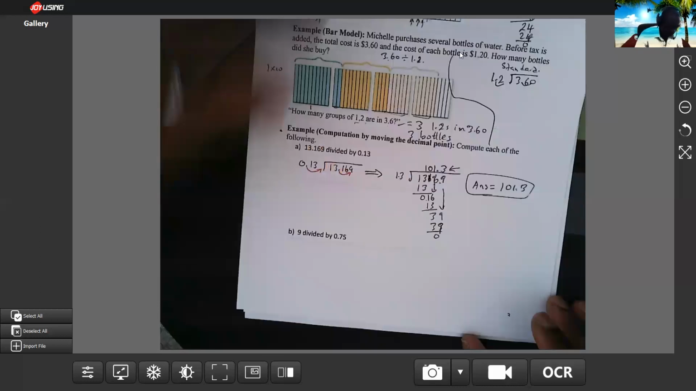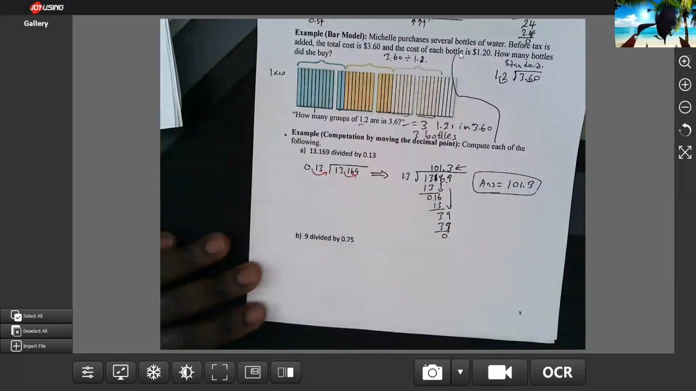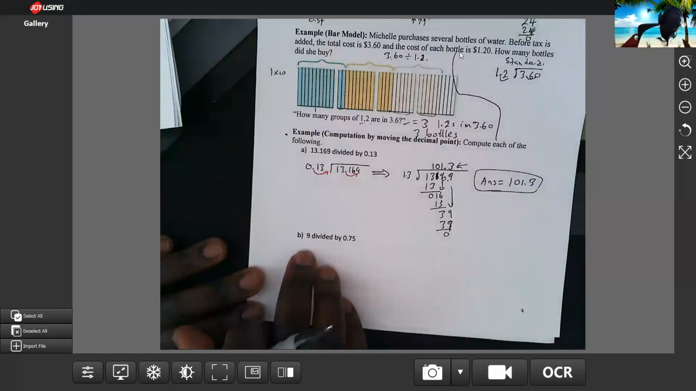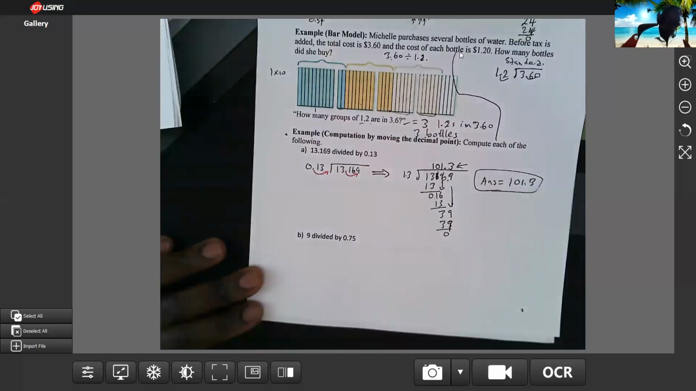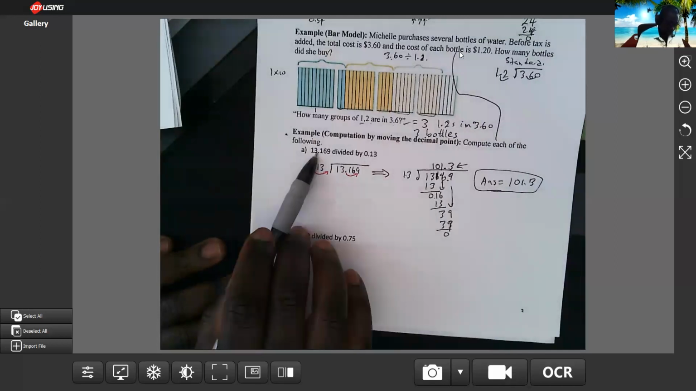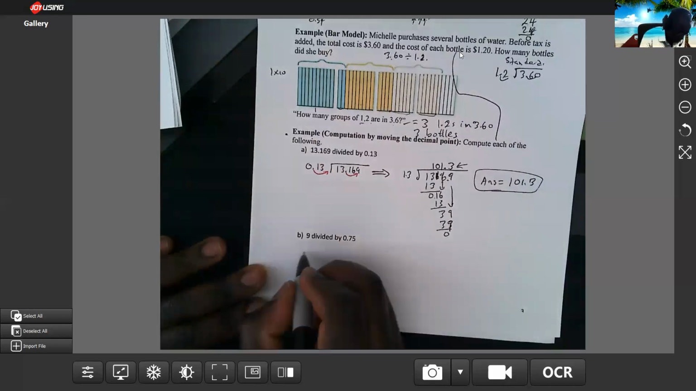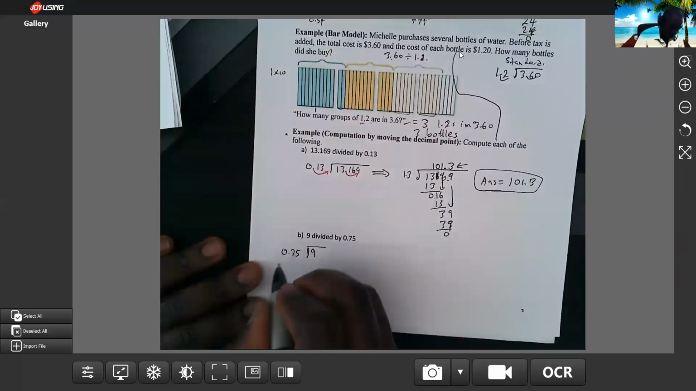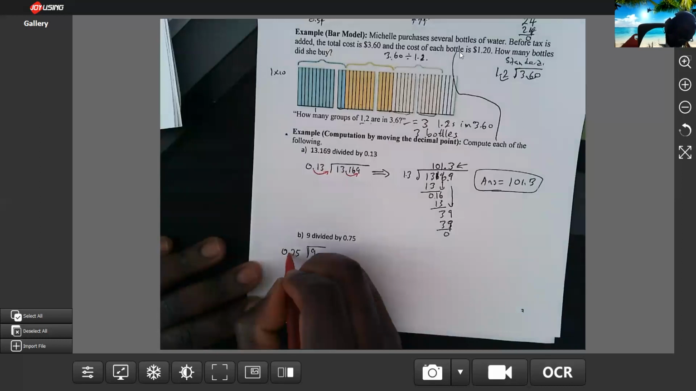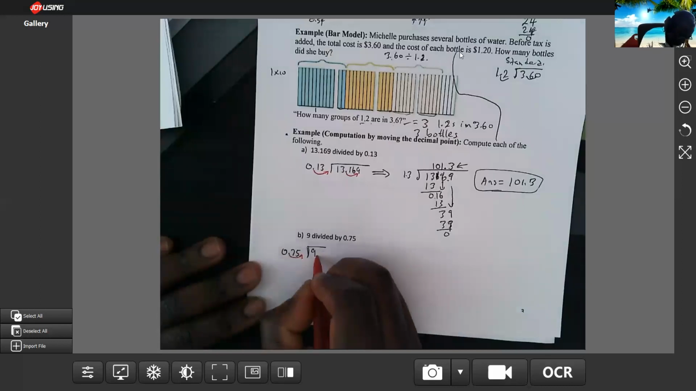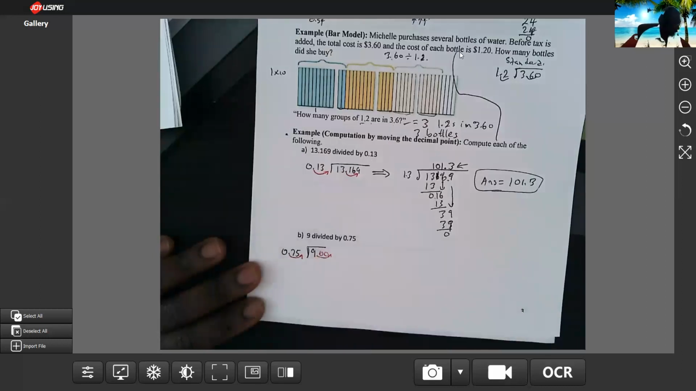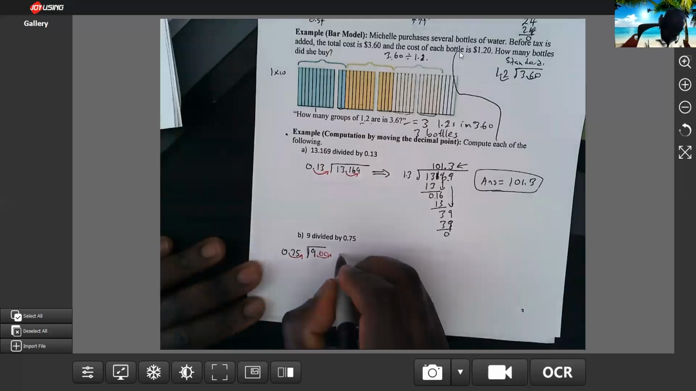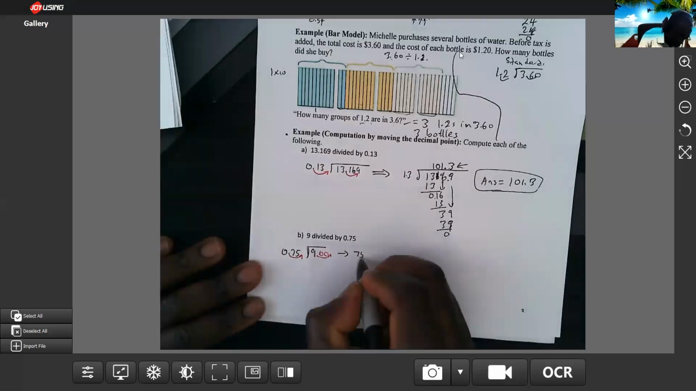All right, let's look at another example. You get 9 divided by, so here you have a whole number divided by a decimal. The first one, you have a decimal divided by a decimal. So this will be 9 divided by 0.75. Again, we want to make the divisor a whole number. If you move it 2 places, that's going to be 900. So then we're going to see this as 75 into 900.